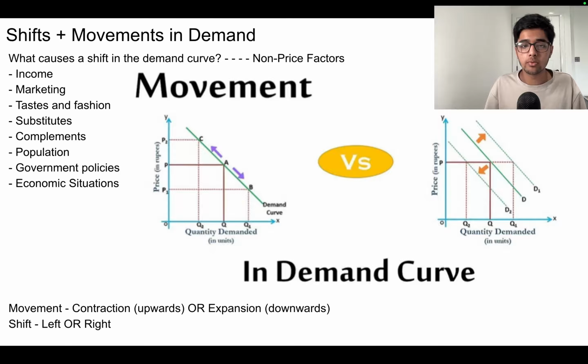However, a movement, a contraction or expansion, which is a technical terminology for an upwards or downwards movement, is caused by a change in price. If the price increases, demand will contract. If the price decreases, demand will expand.